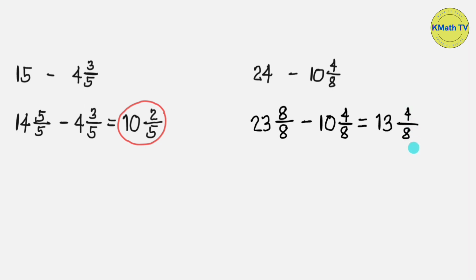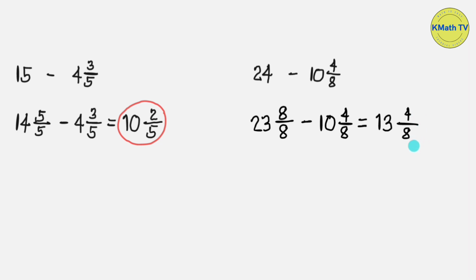But the fraction 4/8 can still be reduced to lowest term because the numerator and the denominator are both even numbers. That means they have other common factor aside from 1. So, we need to divide the numerator and the denominator by their GCF to reduce the fraction to lowest term.